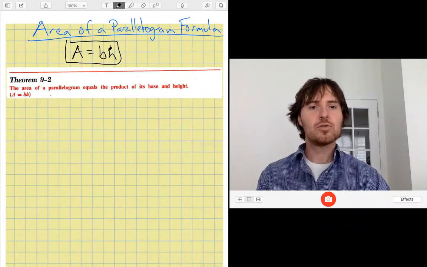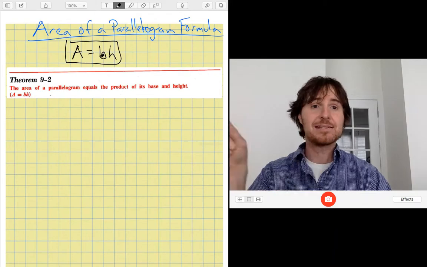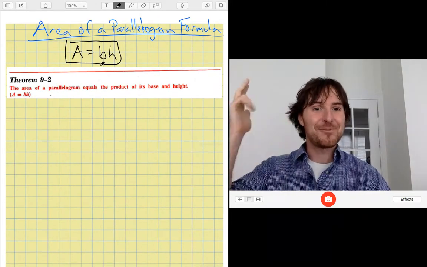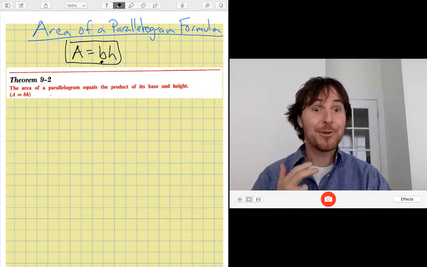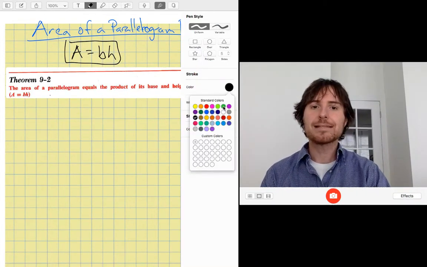Remember, these two are measurements, measurements of one dimension. We all know what a base of a parallelogram is, right? The bases of a parallelogram are parallel to each other, that's the definition of a parallelogram. The key thing to remember about this formula is going to be the height.